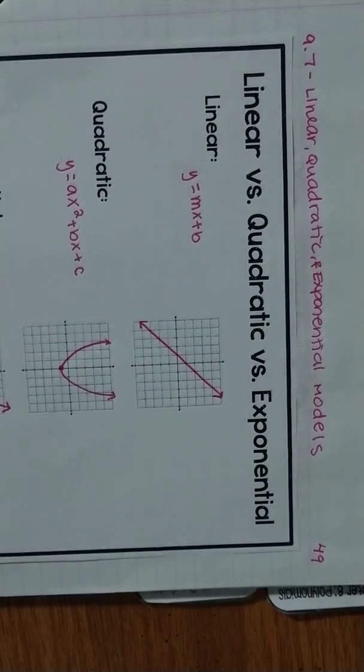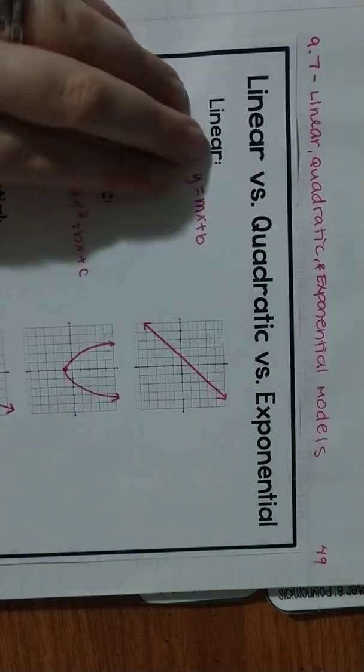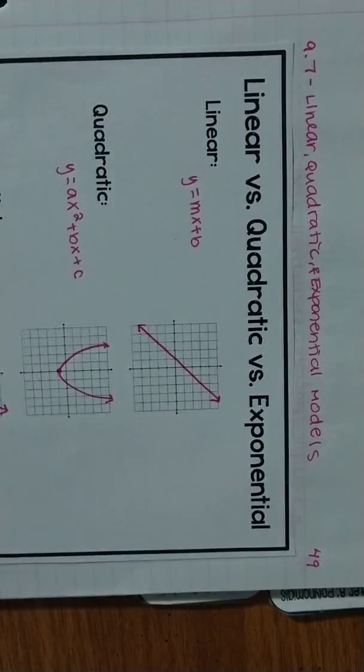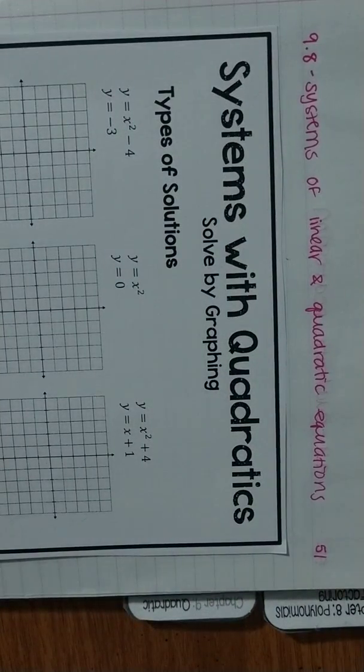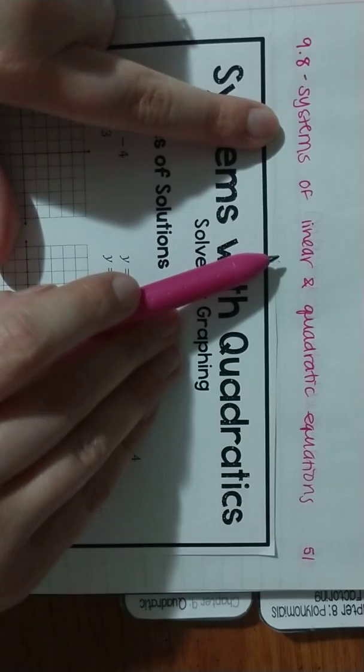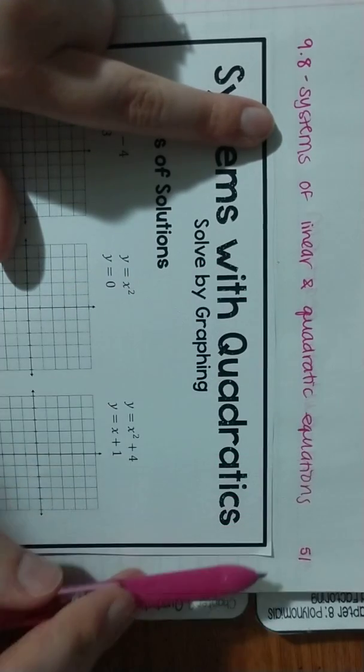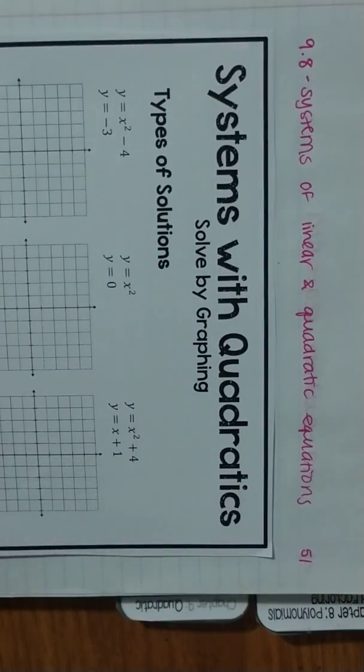Okay, so yesterday we talked about being able to tell if something has linear, quadratic, or exponential behavior. Today we're completely switching gears and talking about systems of equations with linear and quadratic. So this is 9.8 systems of linear and quadratic equations. This is on page 51.